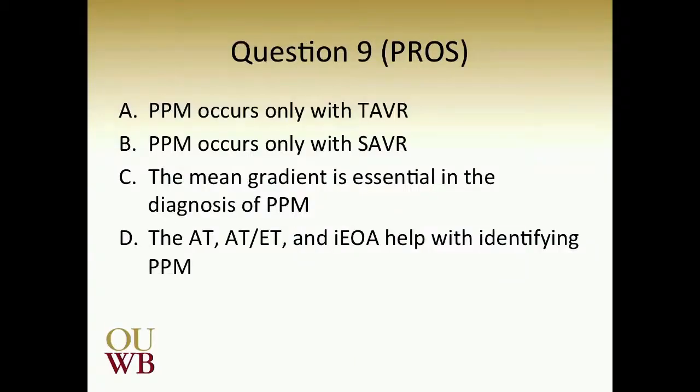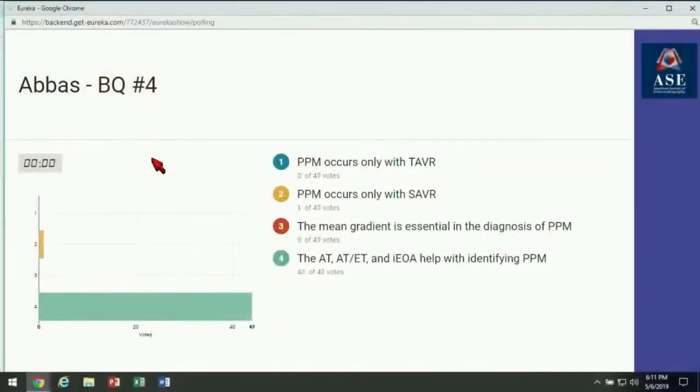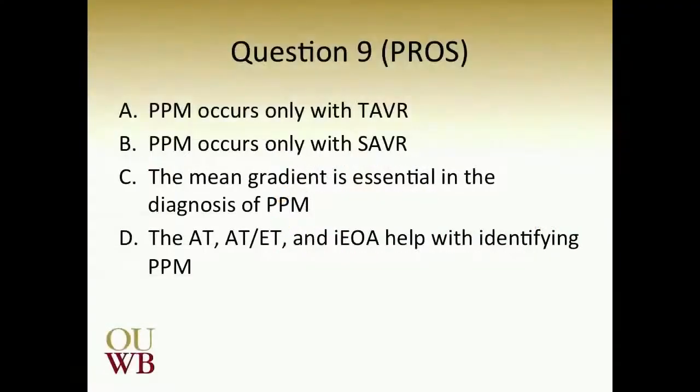Last question. Patient prosthesis mismatch occurs, which is the correct answer: occurs only with TAVR. Occurs only with SAVR. The mean gradient is essential in the diagnosis of patient prosthesis mismatch, or acceleration time, ratio of AT to ET, and indexed effective orifice area help with identifying patient prosthesis mismatch. Perfect. There's somebody there in yellow who probably just pressed the wrong button.